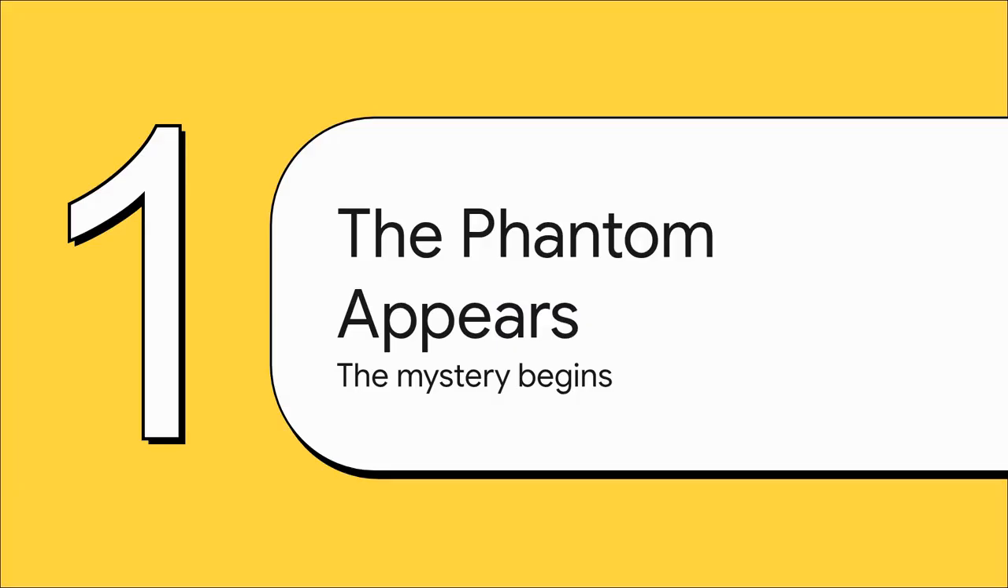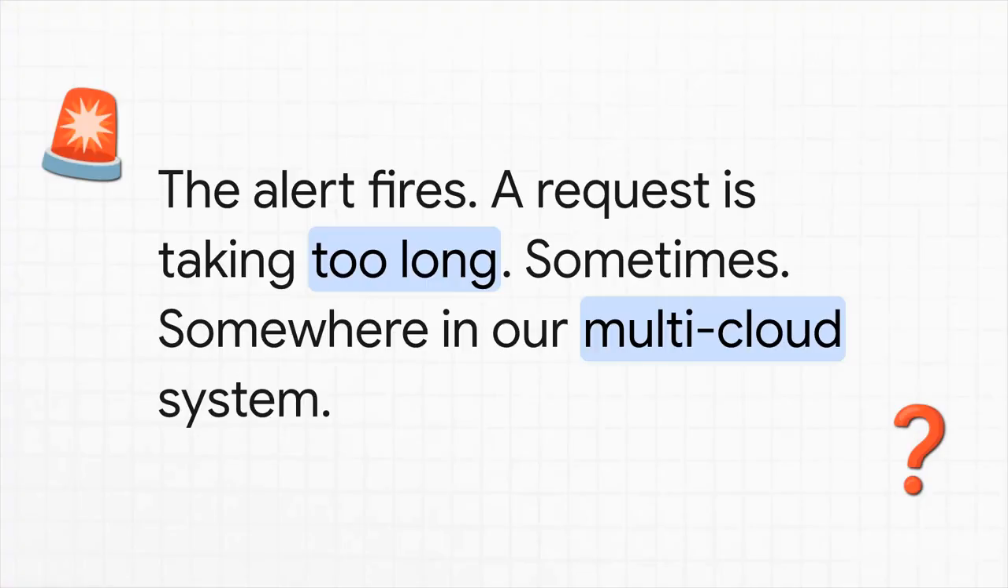Our investigation kicks off not with a huge explosion, but with a whisper. Just a single, really frustrating alert telling us something's wrong. So, the pager goes off. A P99 latency alert has been breached. Now, that just means the slowest 1% of requests for a really important API are taking way too long. But of course, by the time we go look, everything seems fine.